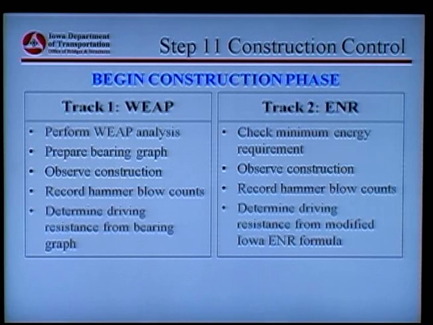Both methods definitely require observation of the construction. There's no doubt about it. And you record the hammer blow counts. Both require that information. And you determine the driving resistance based on the driving data, the blow count and the stroke. In WHIP you determine the driving resistance from the bearing graph, whereas in the ENR as a construction control, you determine that driving resistance using the ENR formula.